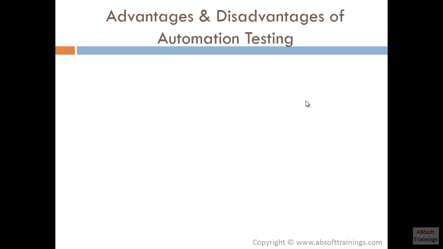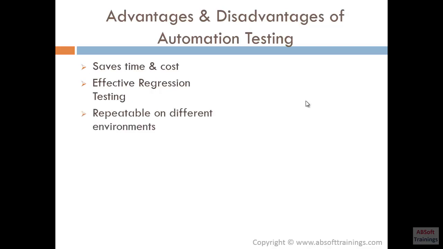So let's look into the advantages and disadvantages of automation testing. Definitely automation testing saves time and cost. Initially it's going to take some time, but once everything is in place, it is going to save you a lot of time and cost. Effective regression testing: you are going to have test cases and you can repeat them again and again. You can repeat them on different environments, so you can do that in a distributed mode. Just have 4 or 5 machines, one for each environment, and then you can run them in parallel.